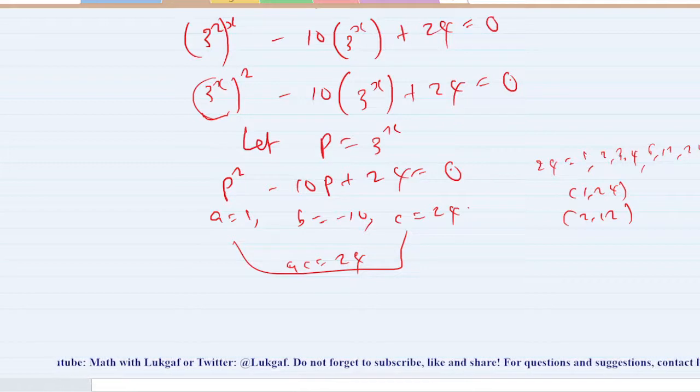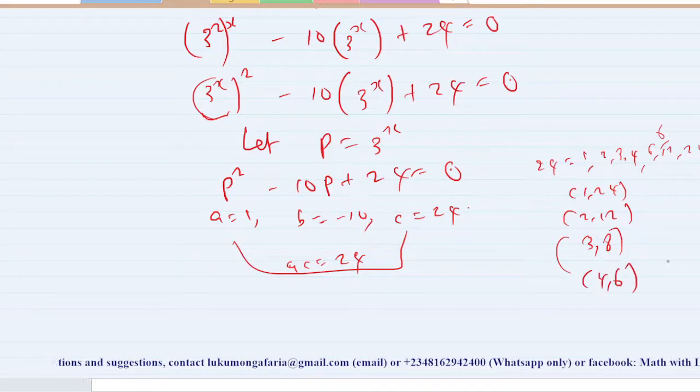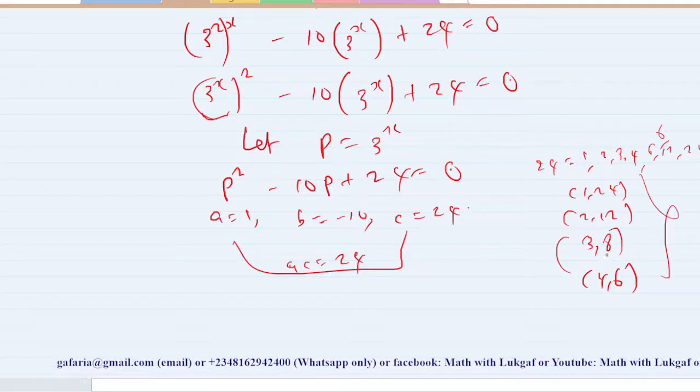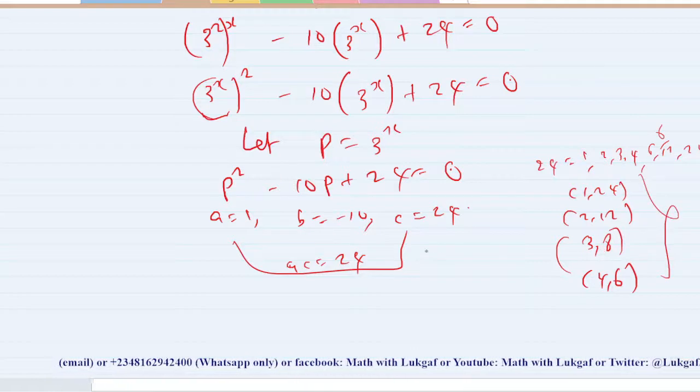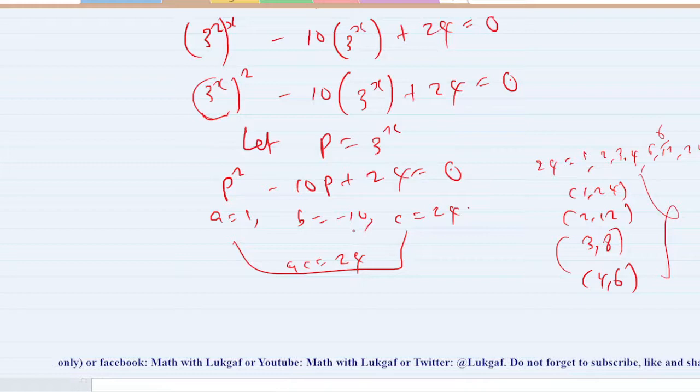Yeah. So sorry, we have 8, 3, 8. Then we have 4, 6. Yeah. So out of these pairs, what is such a number that when you multiply the two numbers together, you are going to have 24, and when you add them, you are going to have -6?